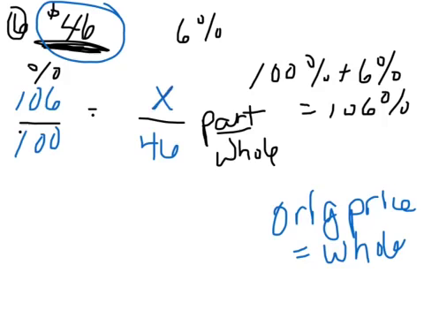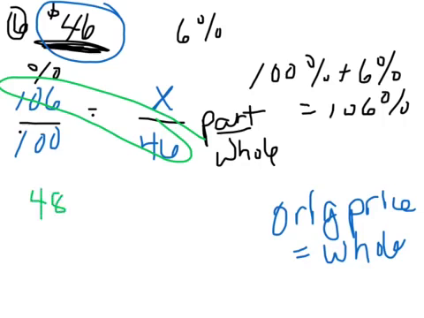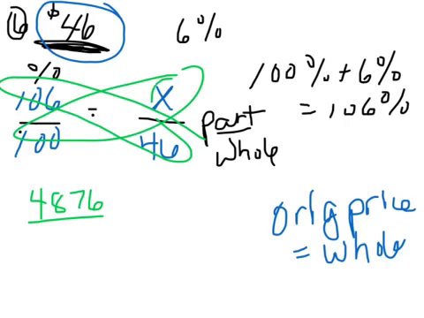Okay, so to solve this, we could just multiply 106 times 46. You multiply the numbers that are across from one another. And when you do that, it ends up being 4876. And again, you divide by the number across from the unknown. The unknown is x, so the number across from it is the diagonal across from it. That's 100.